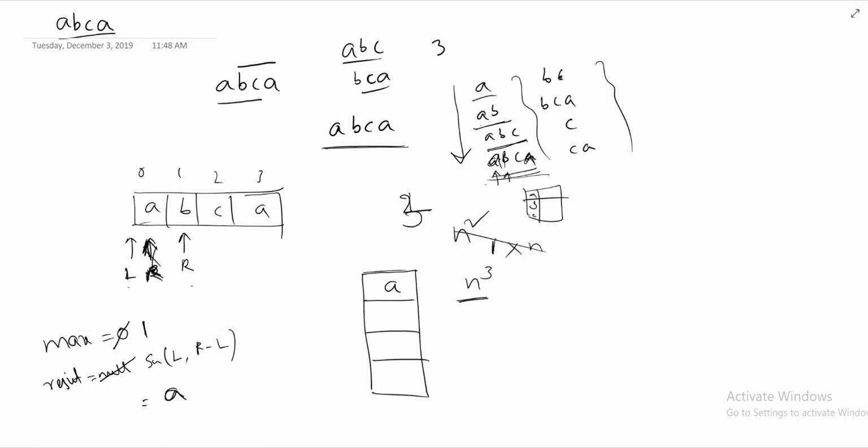Now B. Is B already present? No. So add B, increase R, change the max, change the result. So this would be L to R minus L, and the string would be AB. Next, is C present? No. Add C, increase R, update max, update the result. Now again A.